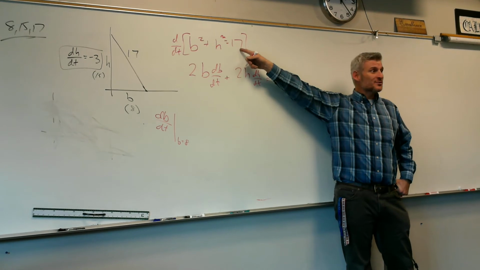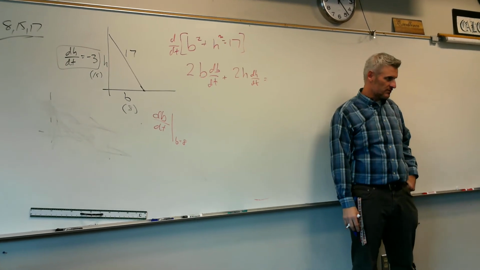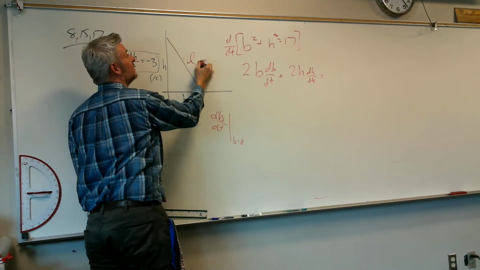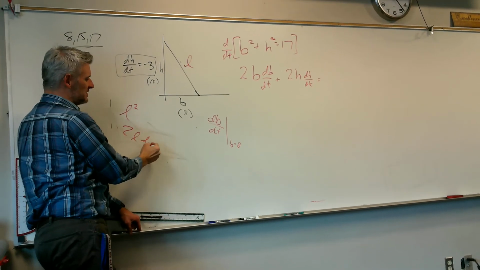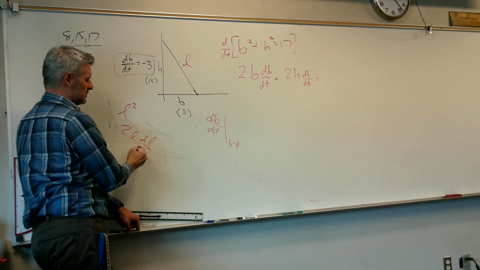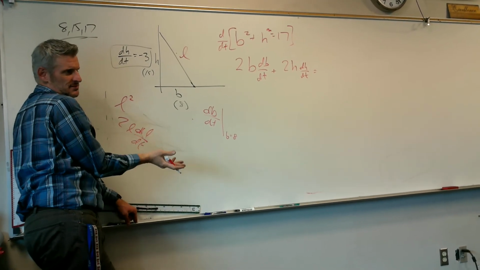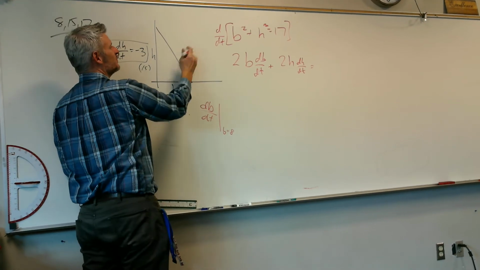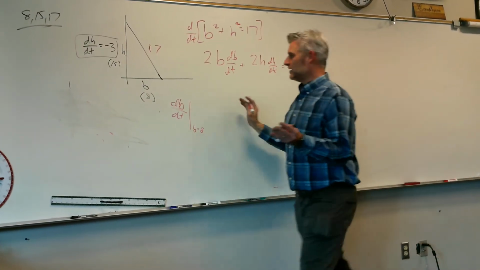Uh-oh. What's the rate of change of the length of the ladder? 0. Some people say, I want to call this L for ladder, and then the derivative of L squared is 2L dL/dt. But what's dL/dt? 0, because the ladder length doesn't change. So we just use it as a number, and the rate of change of a number is 0. Oh, and now all I gotta do is plug stuff in.